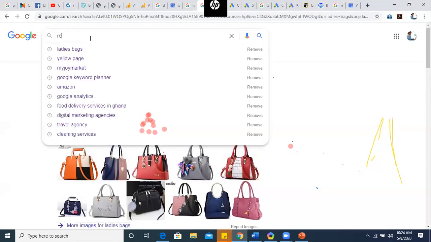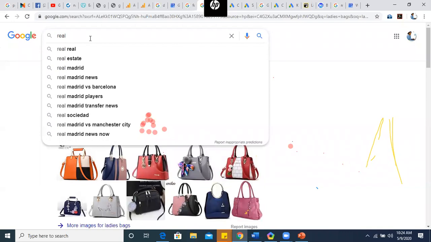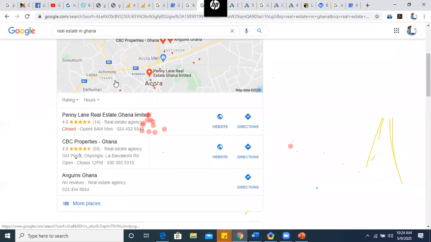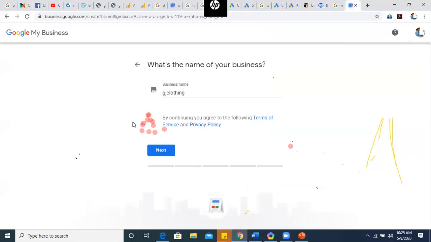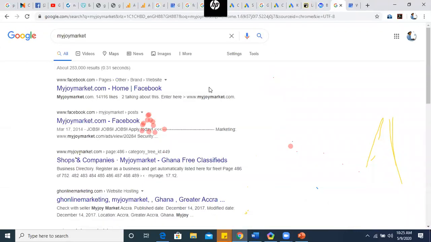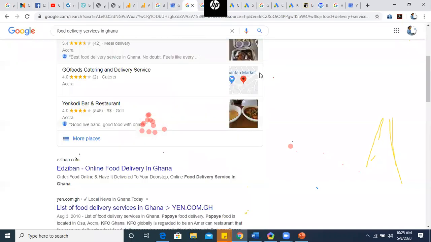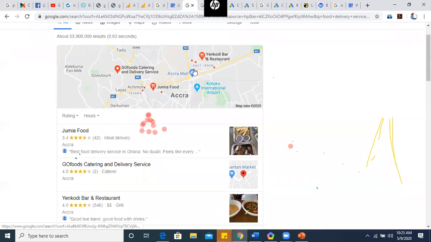Maybe you're in real estate. Okay, you are into real estate in Ghana. Somebody goes and searches for this. Then Google will actually put you inside this. When you do this, Google can give you this opportunity to be listed inside the Google local listing. Do you understand it? And they will actually help you to get a map and all of that.